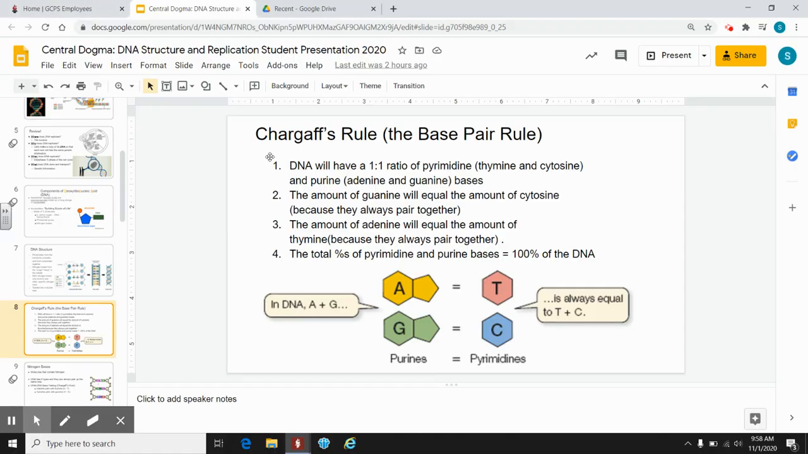So let's go over this. DNA will have a 1-to-1 ratio of thymine to adenine and cytosine to guanine, because certain bases are always going to pair together. The amount of guanine will always equal the amount of cytosine because you always pair them together, and the amount of adenine will always equal the amount of thymine because they always pair together. Now, guanine plus cytosine plus adenine plus thymine are going to total 100. So if you start with 100 and use simple subtraction, you can figure out what you have.